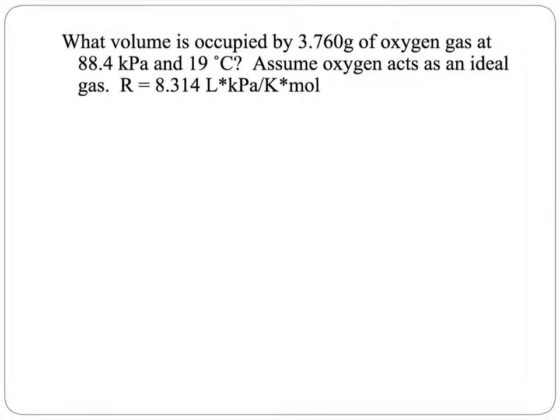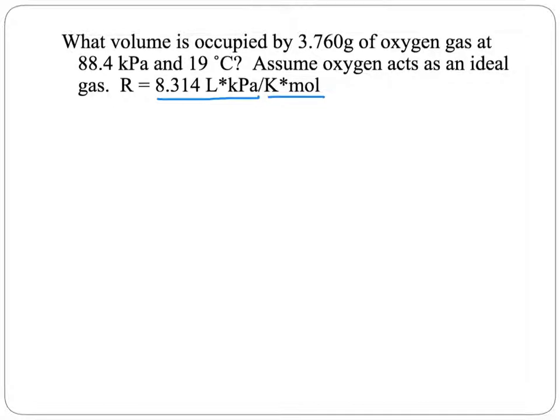So to calculate with the ideal gas law, you get a question that will involve pressure and volume and temperature and number of moles. For example, this one asks, what volume is occupied by 3.760 grams of oxygen gas at 88.4 kilopascals and 19 degrees Celsius? Assume that oxygen acts as an ideal gas. The R value for this, given that we have kilopascals, is 8.314 liters times kilopascals divided by Kelvin times moles.